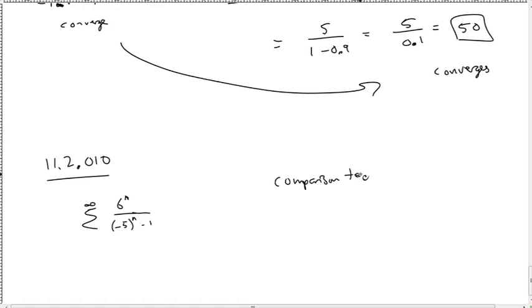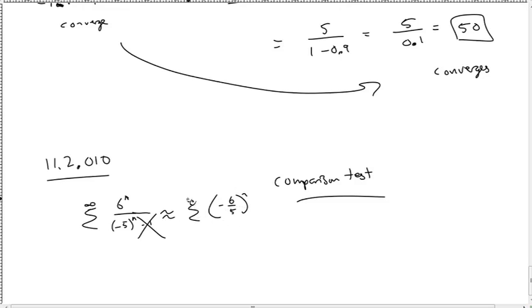Comparison test. We'll be talking about all these different tests in the next section. But I'm just going to say that this is kind of like saying (-6/5)^n. Notice that this -1 here in the bottom is so tiny, so small in comparison to everything else, that I'm just going to eliminate it. It's not exactly the same, but it's kind of equal to this guy right here.